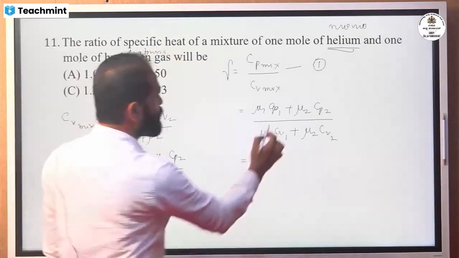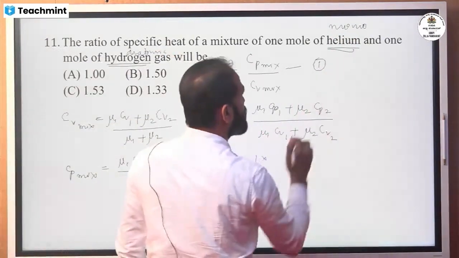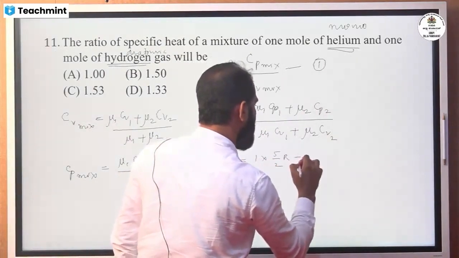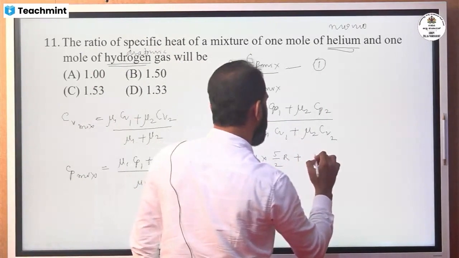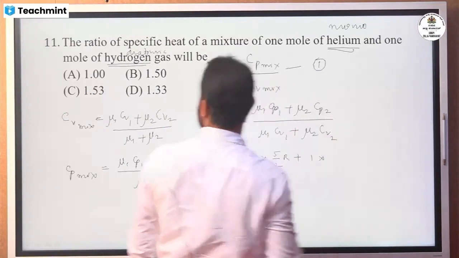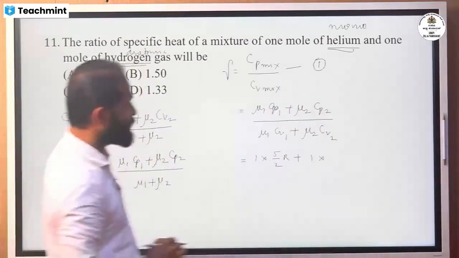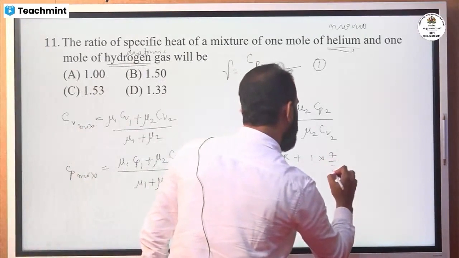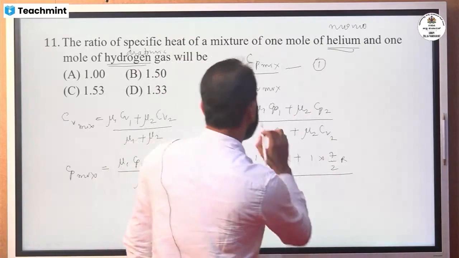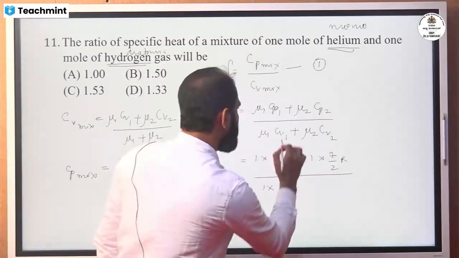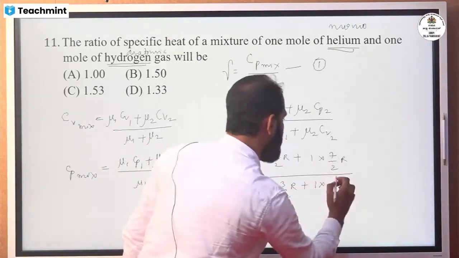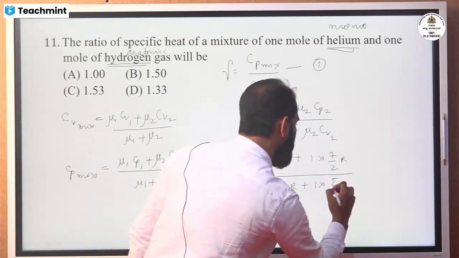So let's substitute what is Cp1. Cp for a monatomic gas is 5 by 2 R, plus the number of moles of the second one, 1, into Cp2, that is a diatomic gas. For a diatomic gas, Cp is 7 by 2 R. Similarly, divided by mu1, the number of moles, is 1, Cv1 is 3 by 2 R, plus 1 into Cv for the diatomic gas, which is 5 by 2 R.